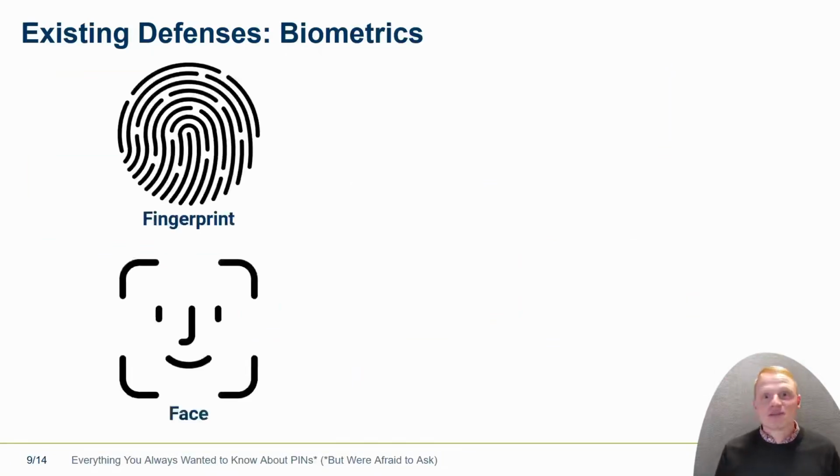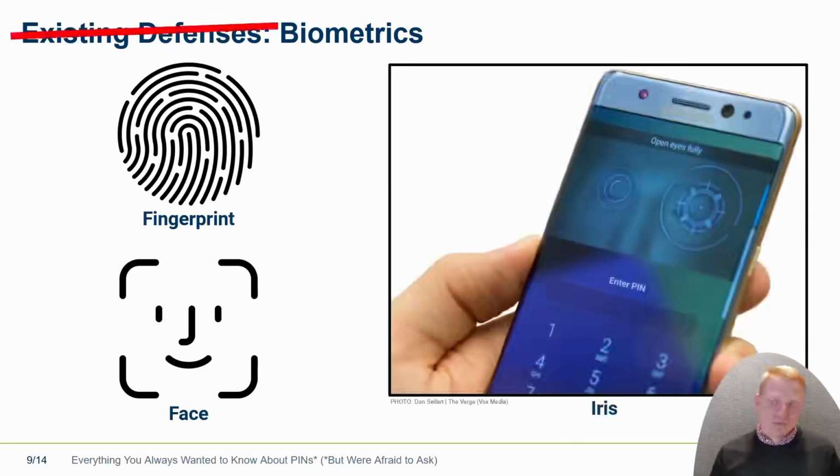I use my fingerprint or my face to lock my phone. I'm not using a knowledge-based authenticator at all. Unfortunately, that's not true. If you are using a biometric for your phone, fingerprint, face, or iris scan, as can be seen here on the right, you're definitely in all cases also using a knowledge-based authenticator.